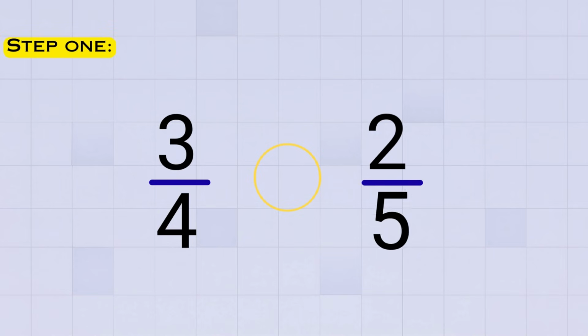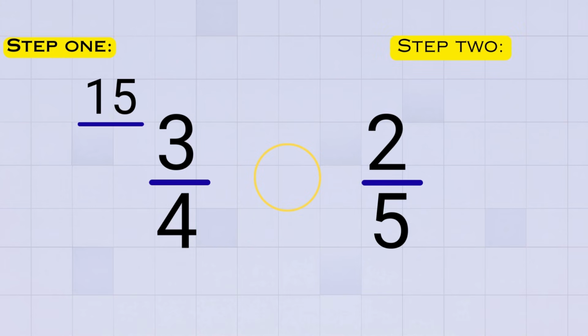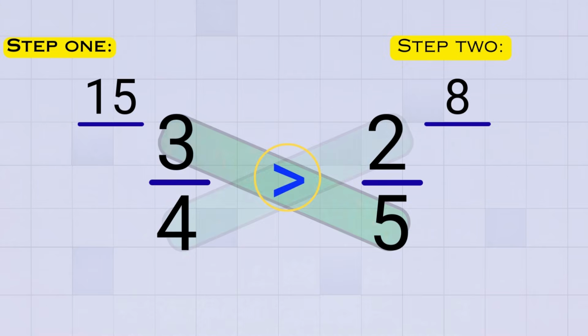Multiply 3 by 5, which equals 15 on this side. Step 2. Multiply 2 by 4, which equals 8 on the other side. What do you see? Yes, 15 is greater than 8. Therefore, 3 over 4 is greater than 2 over 5. Have you seen how the Crisscross guide helps us?